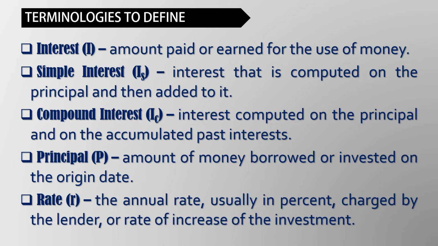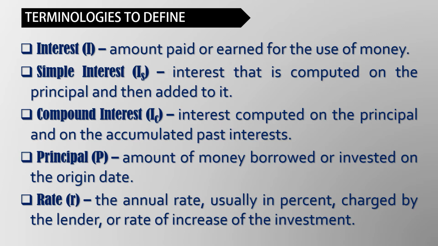Next, we have the rate denoted by small letter R. It is annually, per year, ang rate natin. It is usually in percent form, charged by the lender or rate of increase of the investment. Yung charge ng nagpapautang sa'yo. Okay, sabihin, nag-loan ka ng ganitong halaga, nangutang ka, at meron siyang 5% na tubo. Yung percent na yun, that is the rate. Okay? Yung halaga ng tubo, that is the interest.